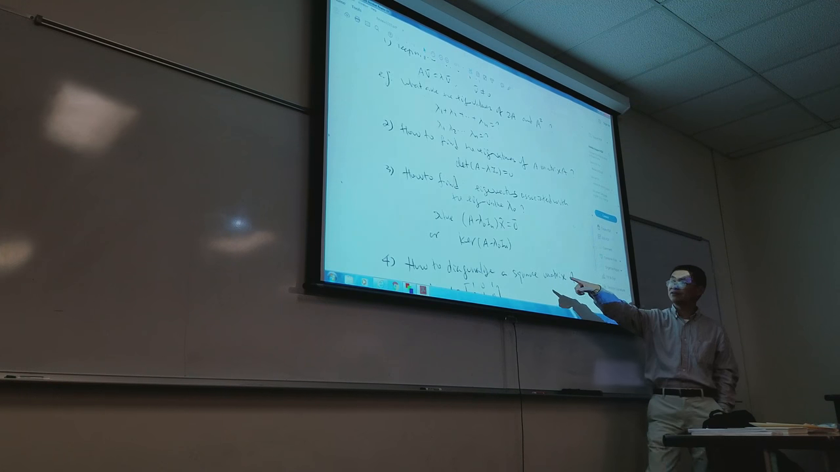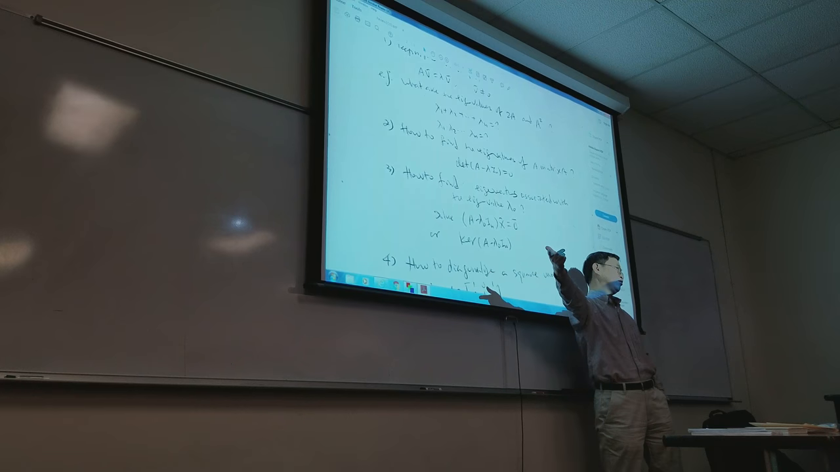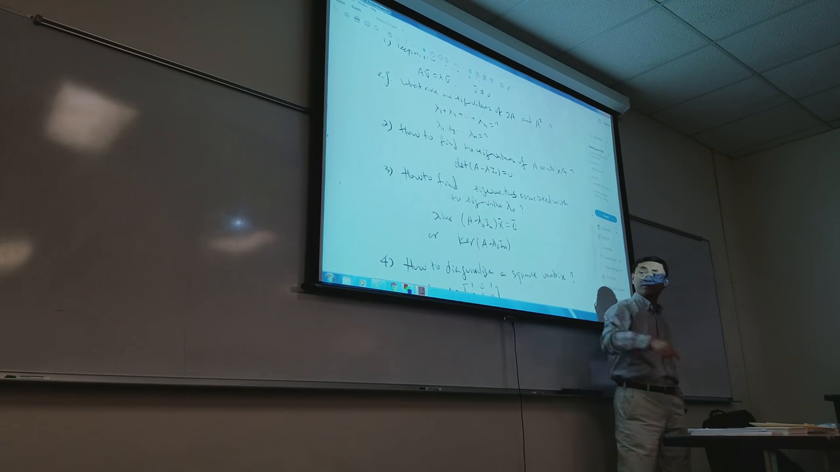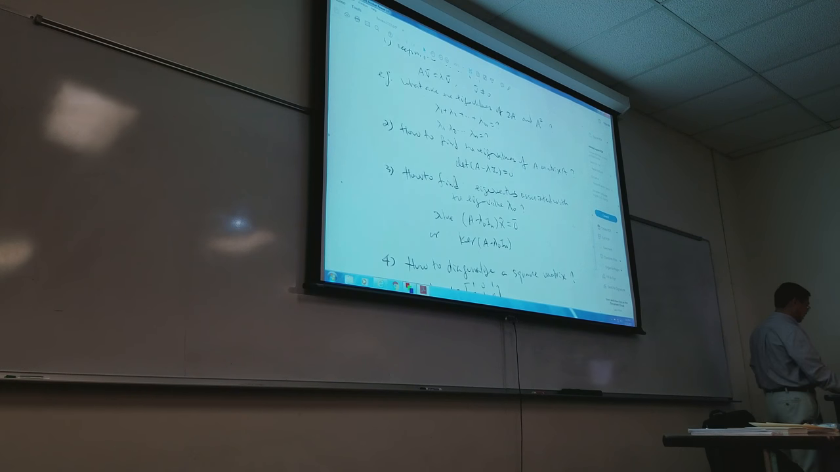Once you know this eigenvalue and this matrix is known, you just take the kernel. You know how to calculate the kernel: you just solve this homogeneous linear system. The kernel is called the eigenspace, right? So the kernel is called the eigenspace. This kernel is called the eigenspace for eigenvalue lambda zero.